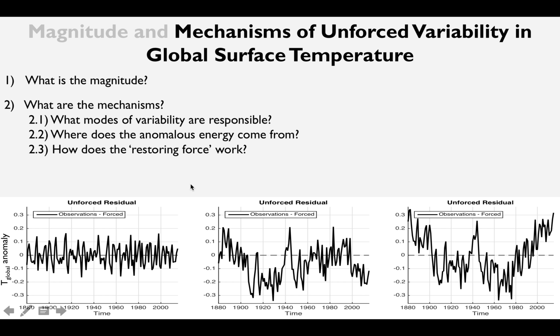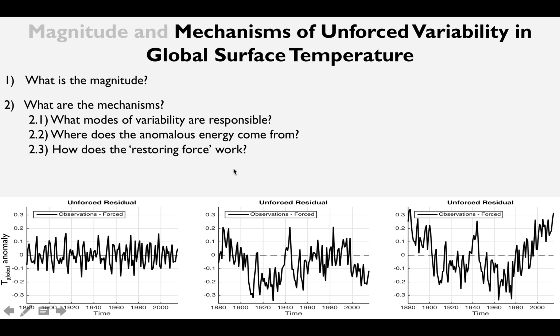And then, of course, I want to understand mechanisms. So what modes of variability are responsible? What exactly is going on in the Earth system when you have a large change in global mean surface temperature? Where does the anomalous energy come from? When you have an unforced warming event, temperature is essentially a measure of energy. So that would mean that the Earth system is creating an energy imbalance somewhere. And so I want to understand how that's working.